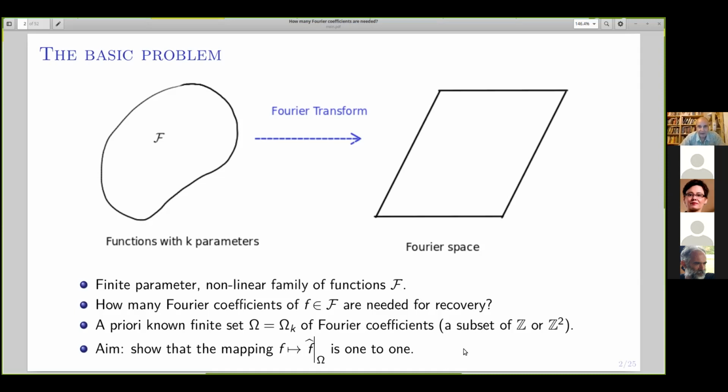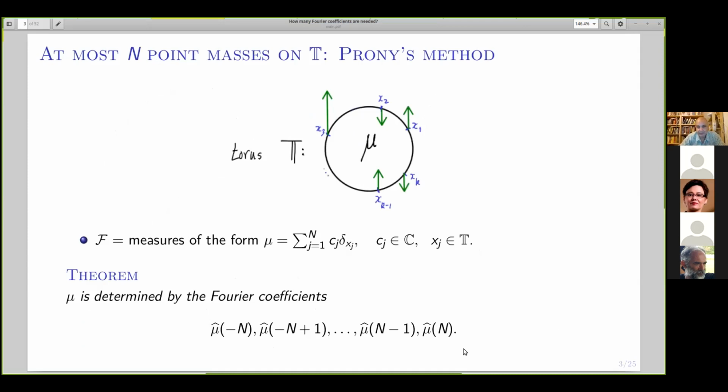So the first problem that I'm going to talk about, which is already very well studied and understood, especially in the engineering literature, is how to determine a measure mu consisting of n, or at most n, point masses on the torus. We do not know here where the xj are and what the coefficients are. So recovering the measure mu means recovering both the xj and the cj. The theorem I'm going to talk about first is a very well-known theorem, but I think it's important because we're going to use it quite a bit.